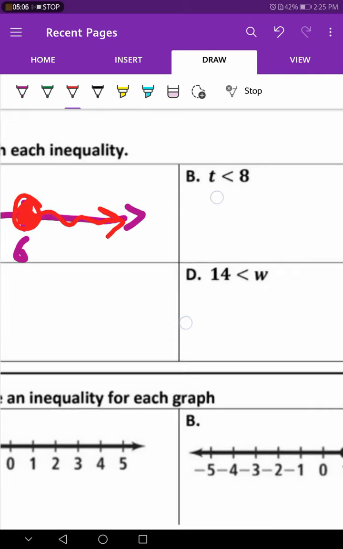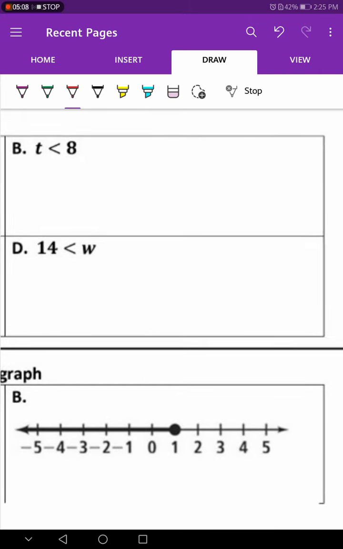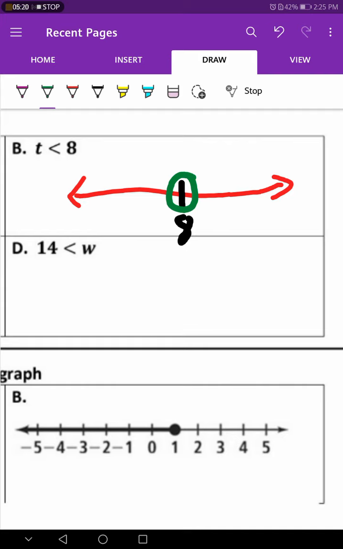B. T less than 8. Great. 8 in the middle. And don't fill it. Circle without filling, and move to the left because the variable is less. So when you say less, it means left.